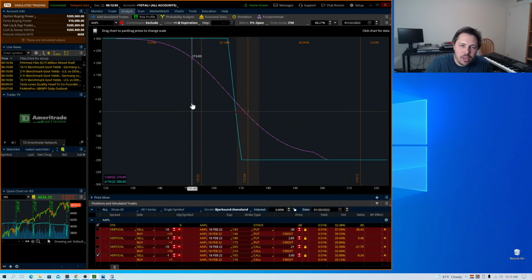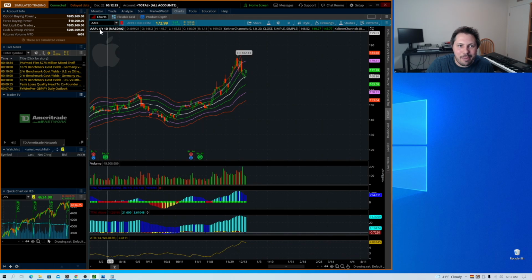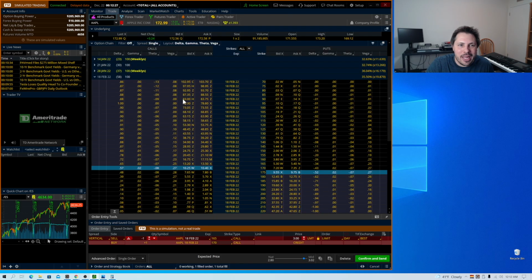And if it's highly probable that a security, right, is going to revert back to its mean, this is a very high probability setup to make money with the passage of time by putting on these credit spreads, okay? So again, as we're looking at Apple as an example, right?